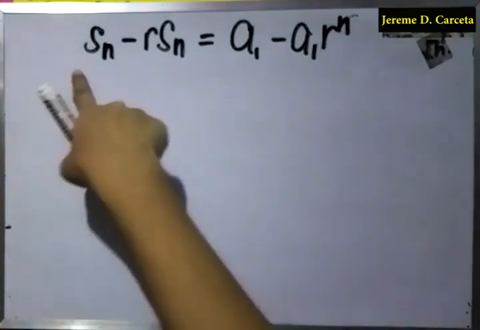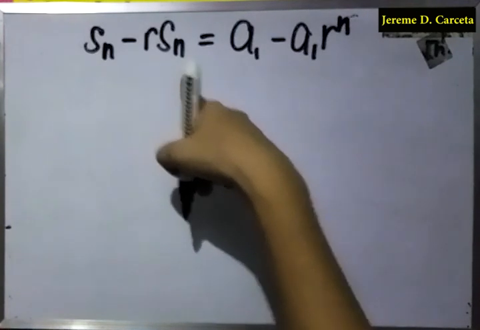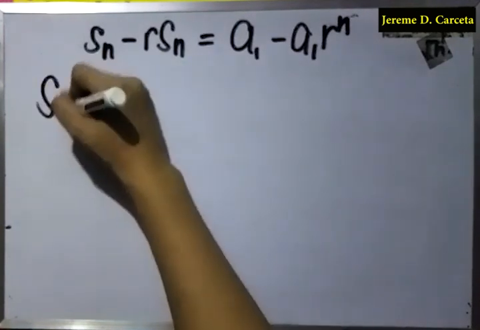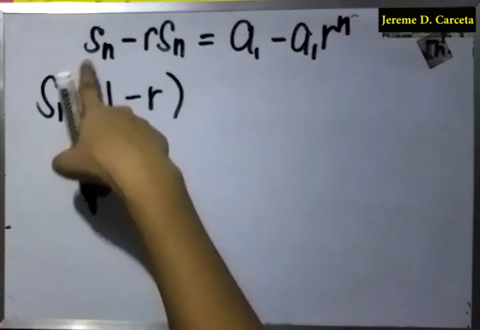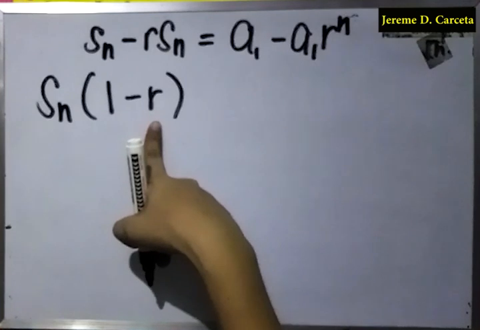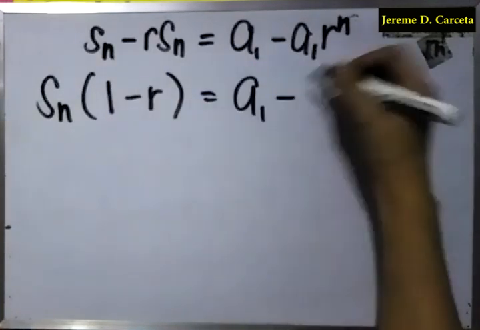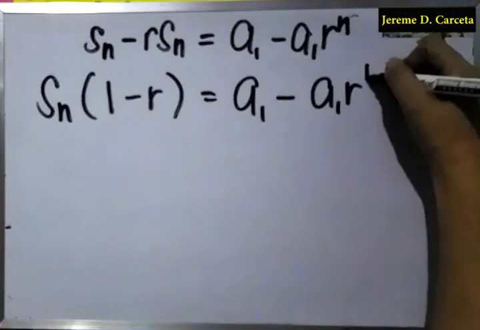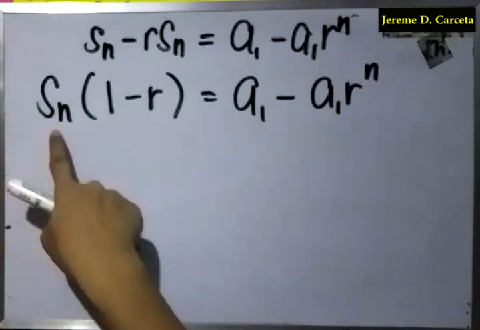So we have to simplify this part by having the common factor, which is s sub n. We still have 1 minus r. S sub n times 1 is s sub n. S sub n times negative r is negative r s sub n. Is equal to a sub 1 minus a sub 1 times r raised to n. So we need to eliminate 1 minus r beside s sub n.